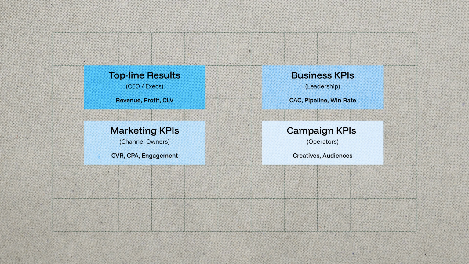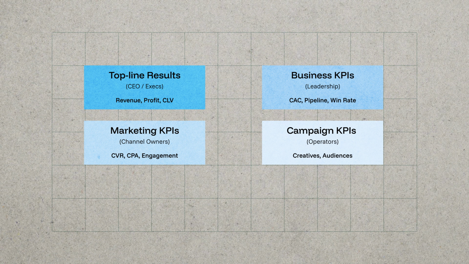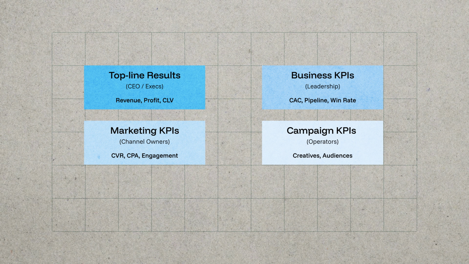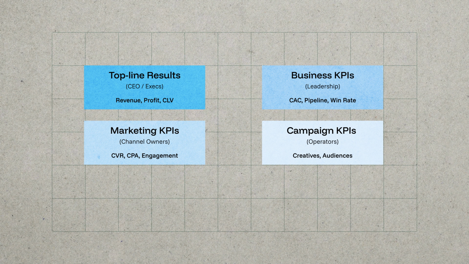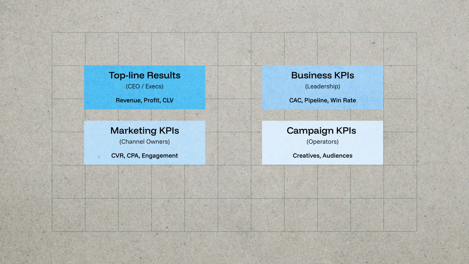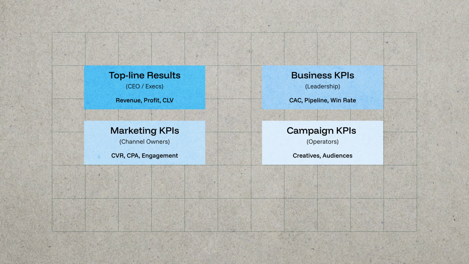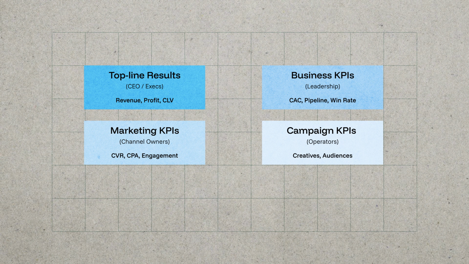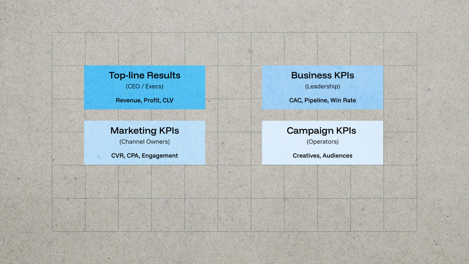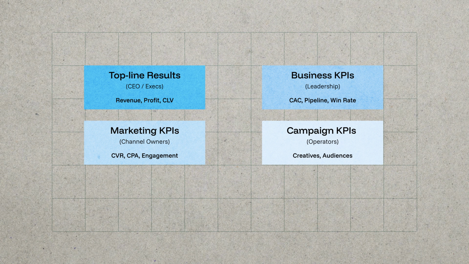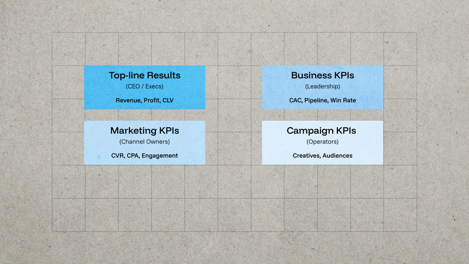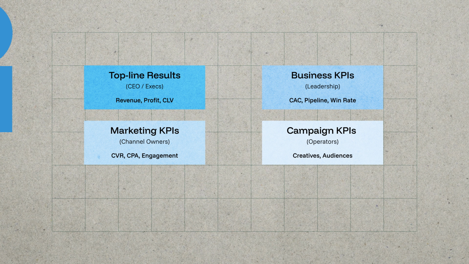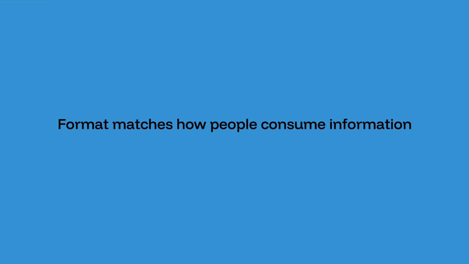Different levels for different audiences, different reports. Your executive report shows 3 to 5 top-line metrics: revenue contribution, customer acquisition efficiency, pipeline velocity, and that's it. They don't need campaign-level details. Your campaign optimization report shows channel and tactic performance: which campaigns to scale, which to pause, which to test further. More metrics do not make your report better, they make your report longer. Format matches how people consume information.